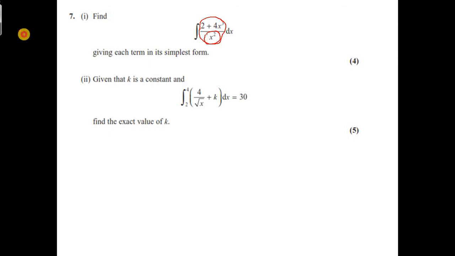We separate x squared underneath every numerator. So we say that 2 over x squared plus 4x cubed over x squared, and then this x squared will cancel the x squared in the numerator. So finally you have 2x to the power minus 2 plus 4x. So now you can easily integrate this.